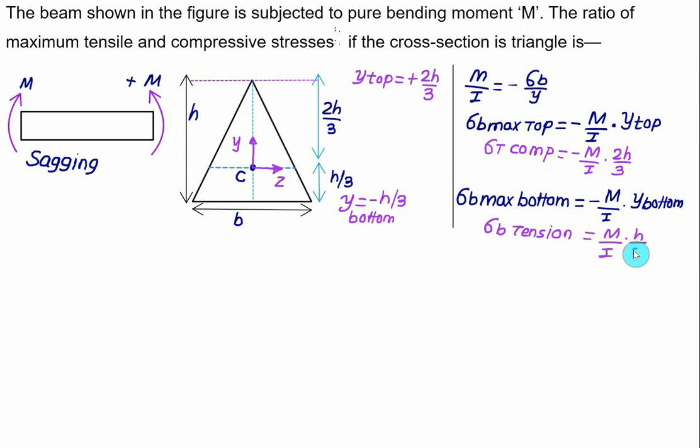What we are interested in is maximum tensile to maximum compressive. So maximum tensile is at the bottom. So we have sigma tensile divided by sigma compressive equal to M by I, and M by I will get cancelled. So we have h by 3 divided by 2h by 3. The 3 gets cancelled, h gets cancelled. So the tensile stress to compressive stress ratio will be equal to 1 by 2.